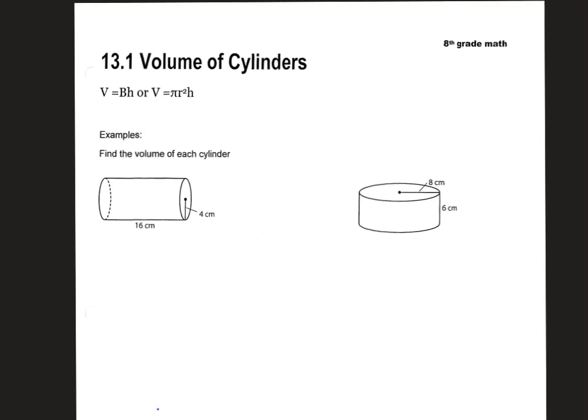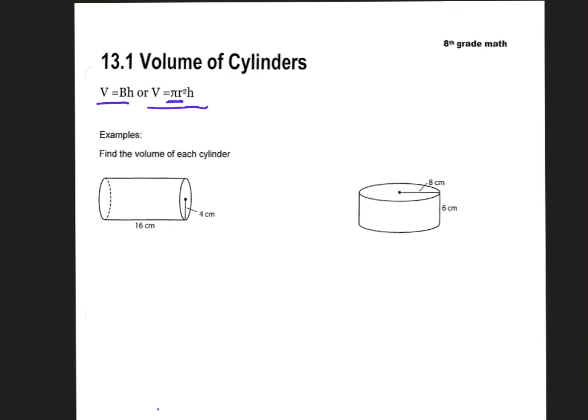Module 13.1 is volume of cylinders. Volume still is area of the base times height, but when we're looking at a cylinder, the base is a circle, so you're going to use the formula for area of a circle, pi r squared. I'm going to write that out.